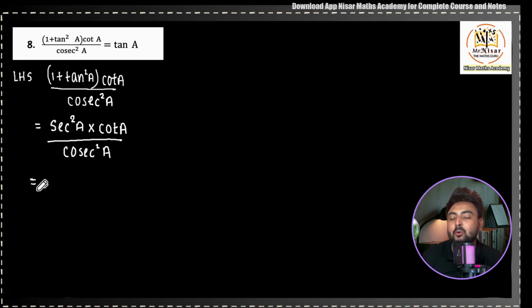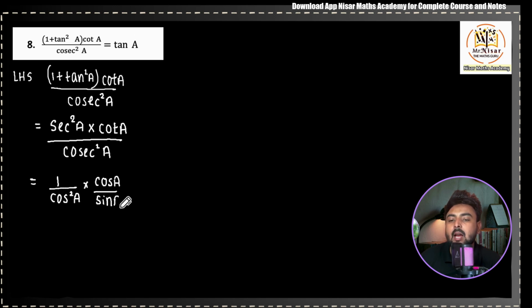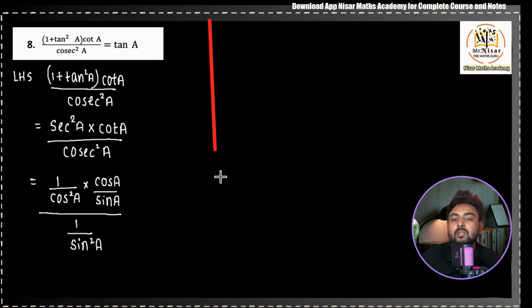What should be the next step? Again, the most important step. Try to convert it into sine and cos. See, wherever you see these trigonometric identity questions, try to convert it into sine and cos. So sec, can I write it as 1 by cos? So sec square a is 1 by cos square a. Cot, can I write it as cos by sine? So cos a upon sine a. And cosec square a. Cosec is reciprocal of what? Cosec is reciprocal of sine, yes, 1 by sine square a. Okay, I'll just put a line over here.